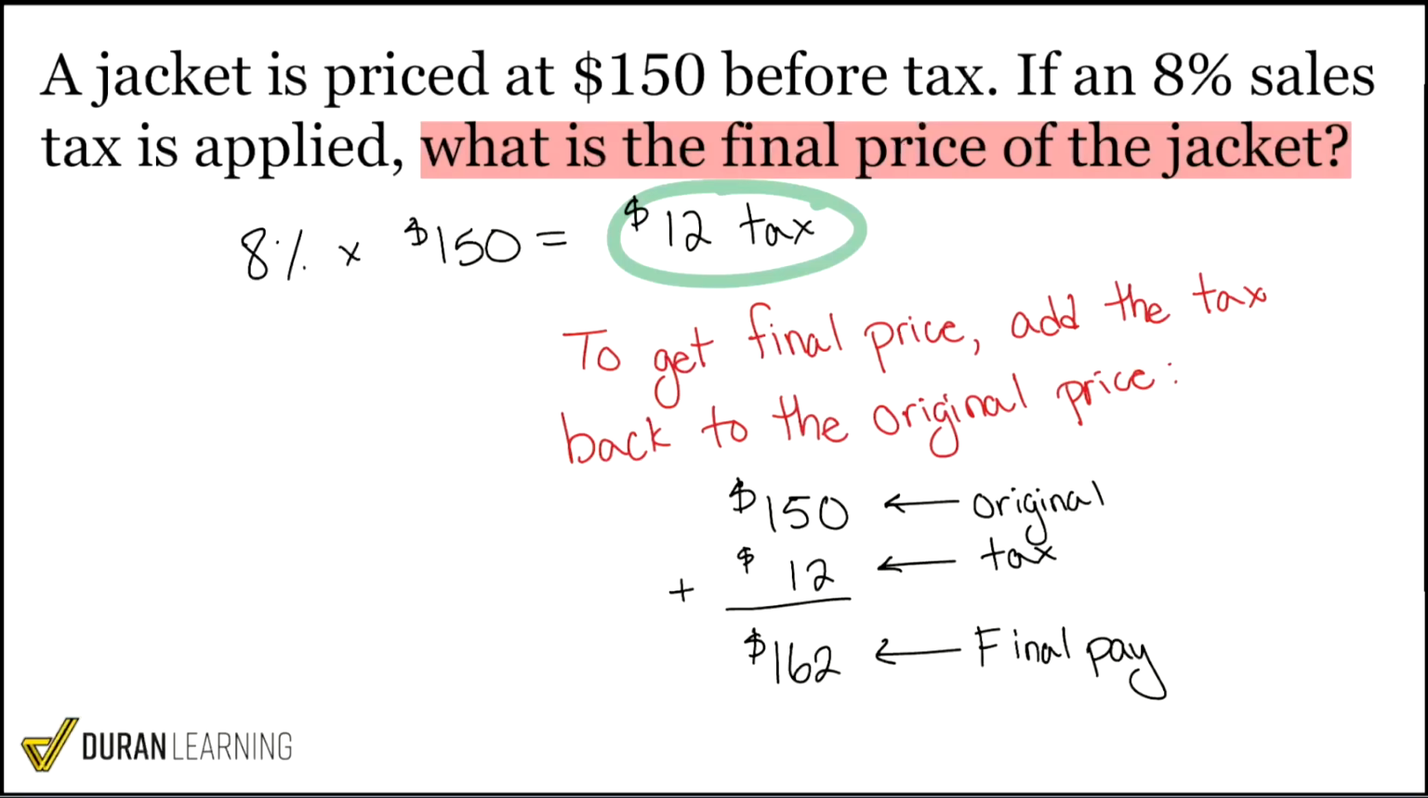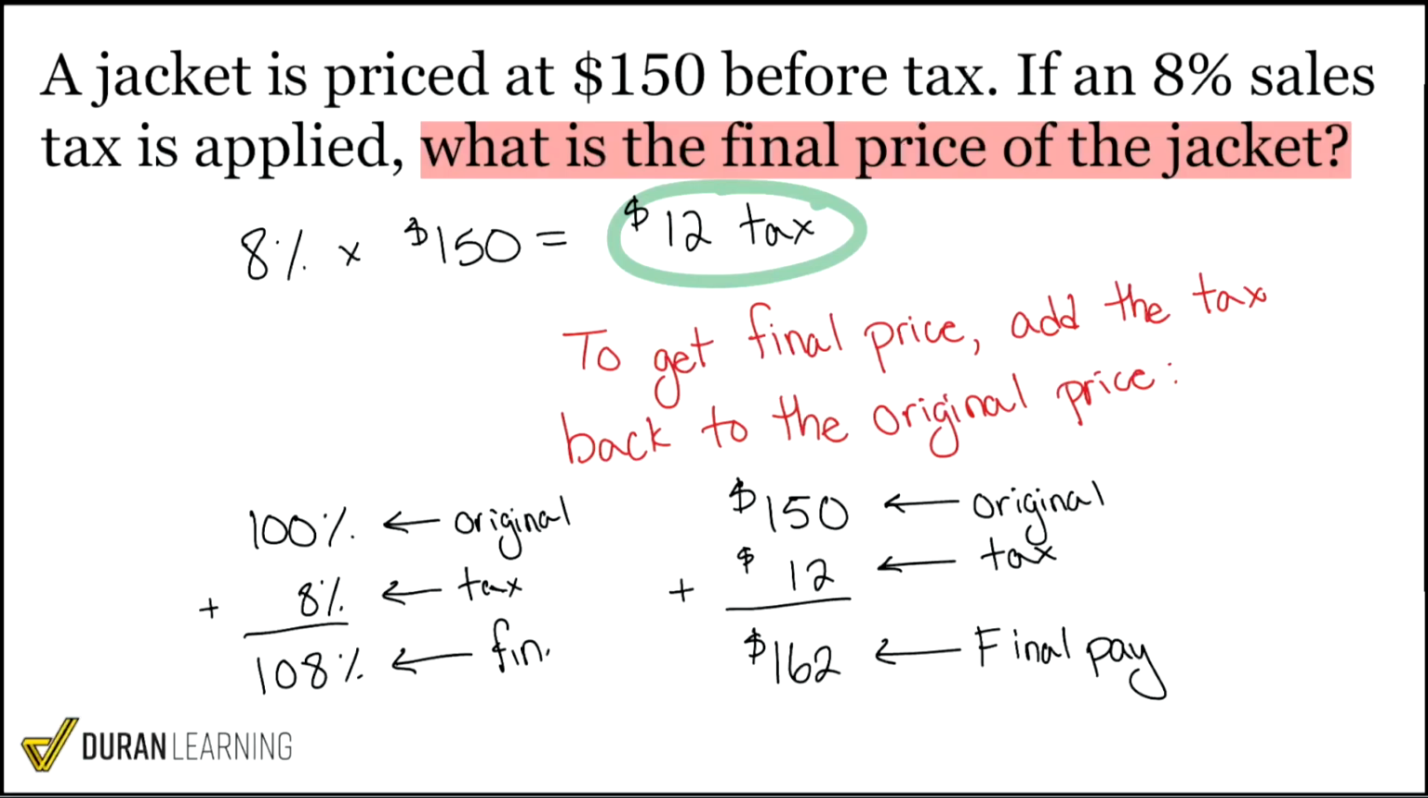Here's what I mean. We have 100%. That's the original. Then we have the 8%. That is the tax. If we add those together, we end up getting 108%, and that is the final pay. So if we're trying to do 108%, because that does represent the result we want, the final payment, if we try to do that, it'll just be a little weird.